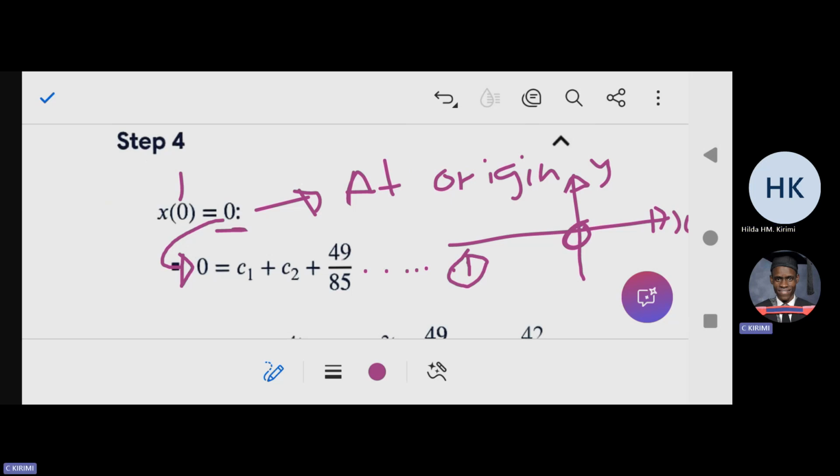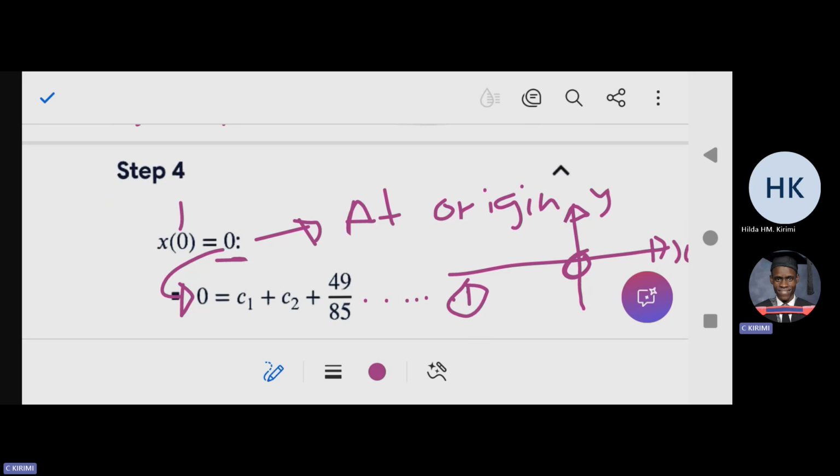How many equations do I have? We have 2, not 3: one for x naught, and we are given that the particle is at rest, which means the velocity is 0. These are the only two initial conditions that we know. So two equations, two unknowns. You can solve it simultaneously.